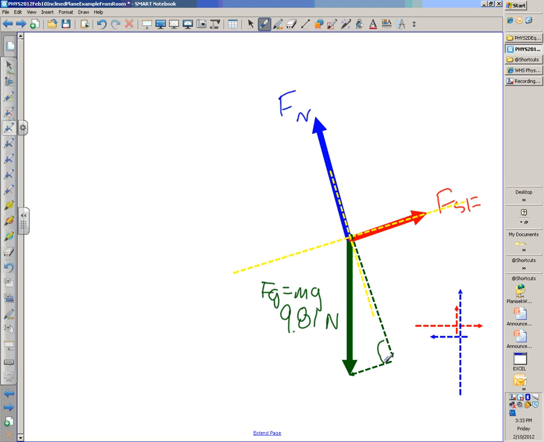That has to be, let's not make it a rounded off square, let's make it a square. So that has to be a right angle. Now we have a right triangle where we know one of the sides.